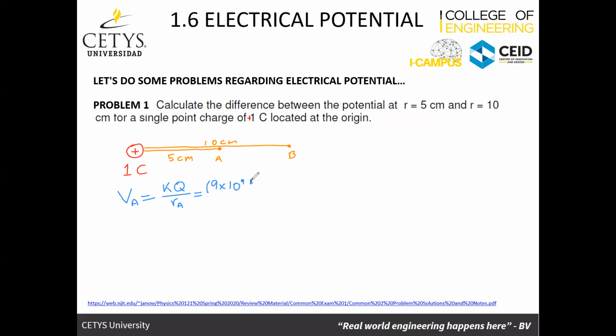9 times 10 to the 9 newtons meters squared per coulomb squared, multiplied by the charge, which would be 1 coulomb, and the distance of A would be 5 centimeters, which would be 0.05 meters. Remember, for the potential, it isn't squared. It's literally the distance.